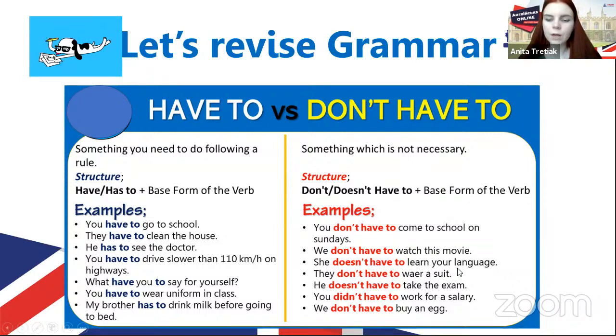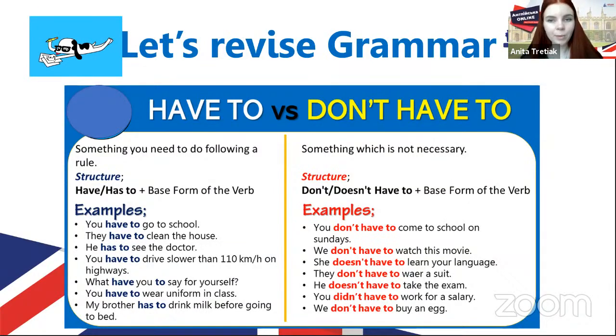They don't have to wear a suit. The same thing, not necessary. He doesn't have to take the exam. You didn't have to work for a salary. We don't have to buy an egg. As you can see in all of these examples, you have something that is not necessary, something that if you don't do this, then everything will be just fine. You will not lose anything. You will not be a bad person or whatever. It's just up to you.